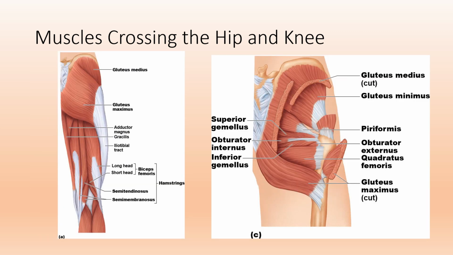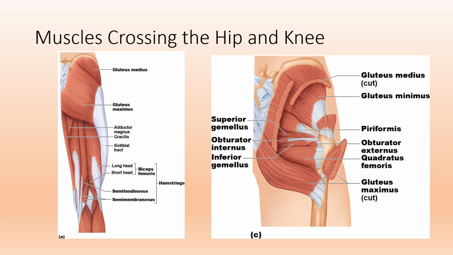On this image here, or more so on the left, take a moment to identify the gluteus maximus, coming from the ilium, the sacrum, and the coccyx, as well as gluteus medius. Again, gluteus maximus is the larger of the three muscles, and it is the most superficial.